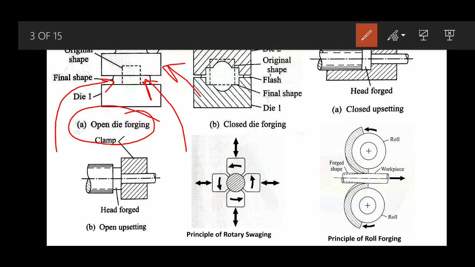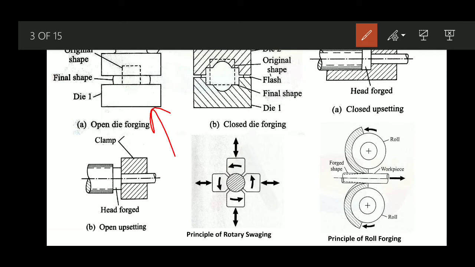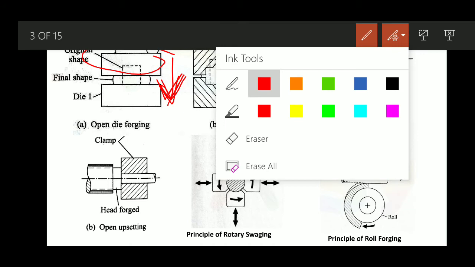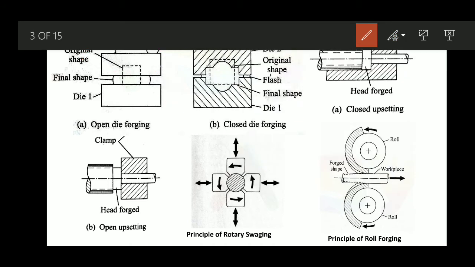As you can see, there are two dies. This particular die gives you the hammering action. Most of the time one die is fixed, and in the slot between die 1 and die 2 we have the original workpiece, and on that workpiece we apply force with the help of the second die. During that course of action, this dotted line is the original shape, and it will get compressed. Compressive force will be acting, so during compression, all of you will know.